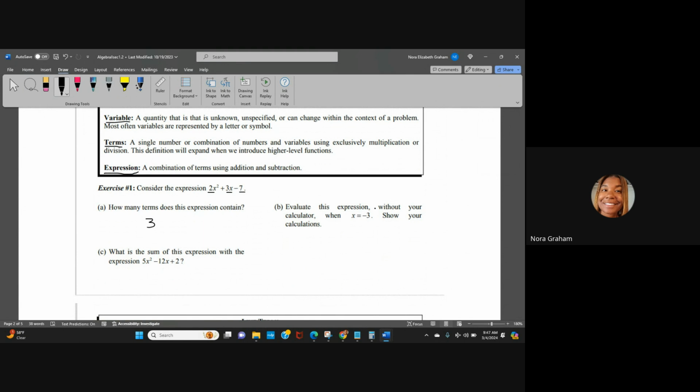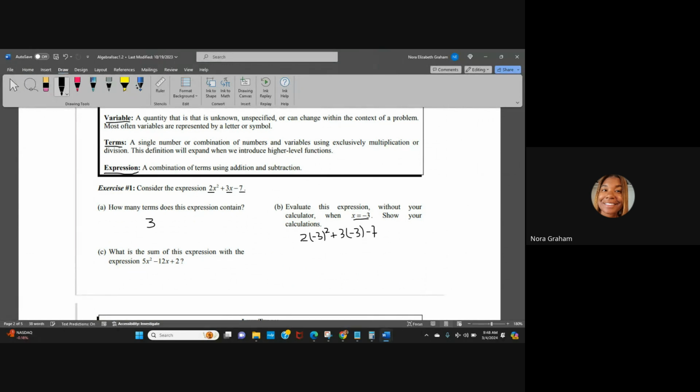All right, so B: evaluate the expression without your calculator when x equals -3. Show your work. Again, we're just going to use substitution. Everywhere I see an x, I'm going to put a -3. It's going back to Algebra 1, just basic substitution. I always use parentheses when I use substitution: 2 times (-3) squared, plus 3 times (-3), minus 7.